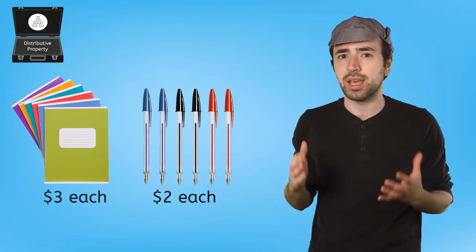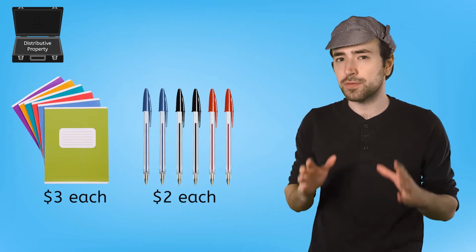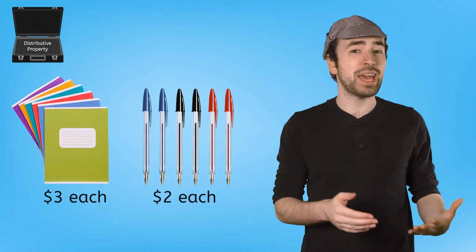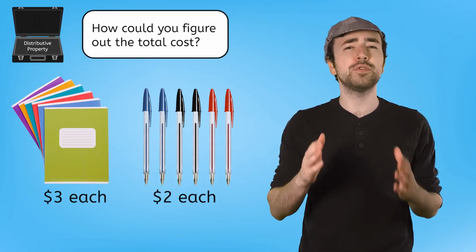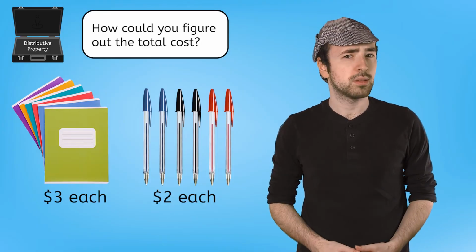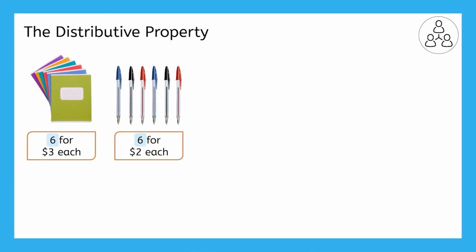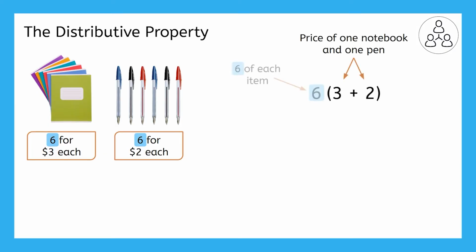Last in our briefcase is the distributive property. A great example is shopping for school supplies. Say you're buying 6 notebooks for $3 each and 6 pens for $2 each. How could you figure out the total cost? Since you're getting 6 of each item, you could add the price of 1 notebook and 1 pen and then multiply that by 6. 1 of each item would be $5. 6 times gives you $30 total.